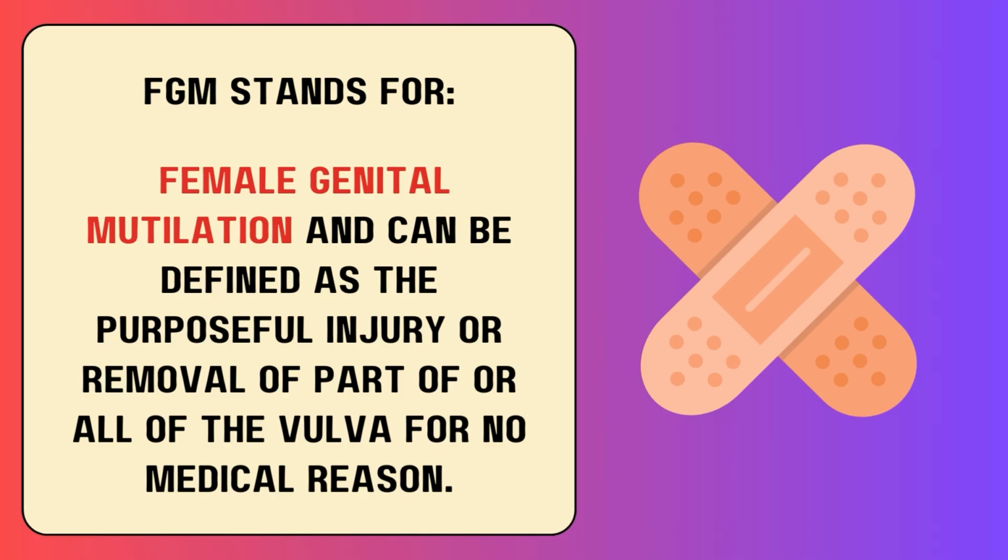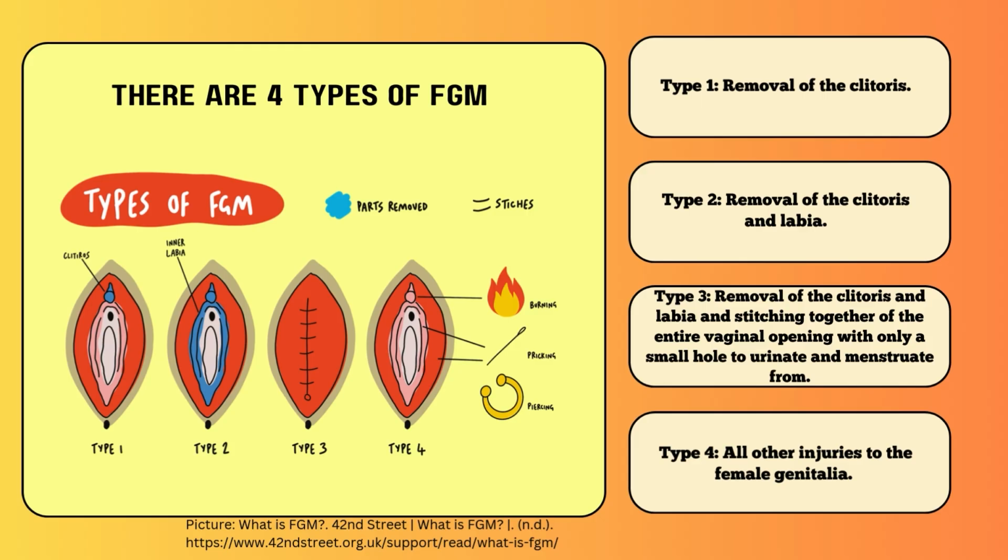FGM stands for female genital mutilation and can be defined as the purposeful injury or removal of part of or all of the vulva for no medical reason. There are 4 types of FGM. Type 1 FGM is the removal of the clitoris. Type 2 FGM is the removal of the clitoris and labia. Type 3 FGM is the removal of the clitoris and labia and stitching together of the entire vaginal opening with only a small hole to urinate and menstruate from.